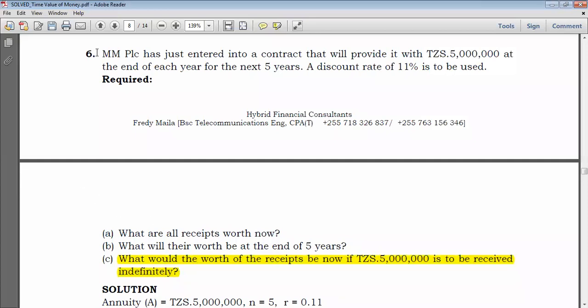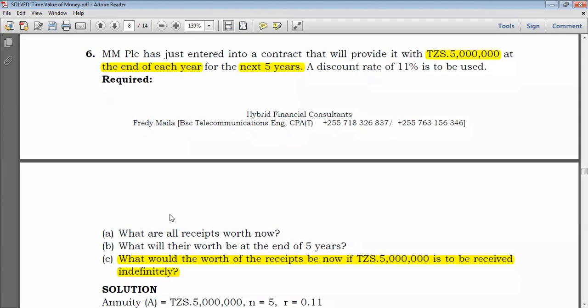So let's go to the question and read it well. MMPLC has just entered into a contract that will provide it with 5 million at the end of each year. This is the amount, received at the end of each year. If it's at the end of each year, that means the amount will be repeatedly received, so it's kind of an annuity. And we are told for the next 5 years. This means a definite period of time, and so this is an annuity.